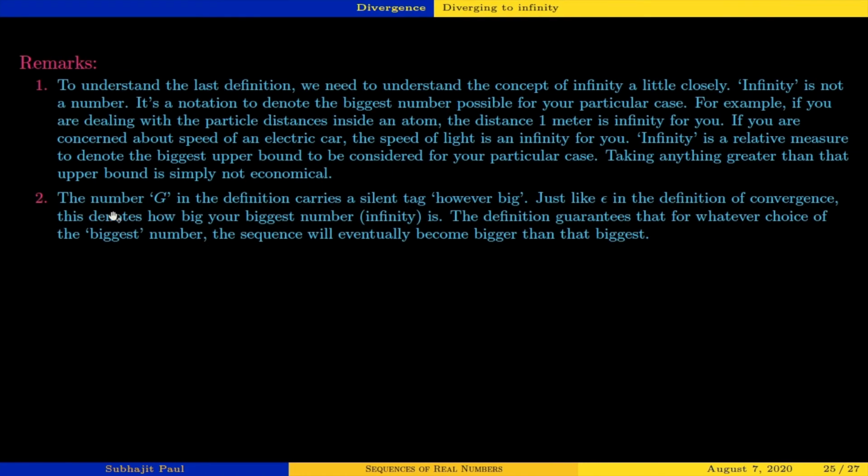So the number G in the definition carries a silent tag, however big. Just like epsilon in the definition of convergence denotes how small you want your error to be, here this denotes just how big your biggest number, infinity, is. The definition guarantees that for whatever choice of the biggest number, the sequence will eventually become bigger than that.